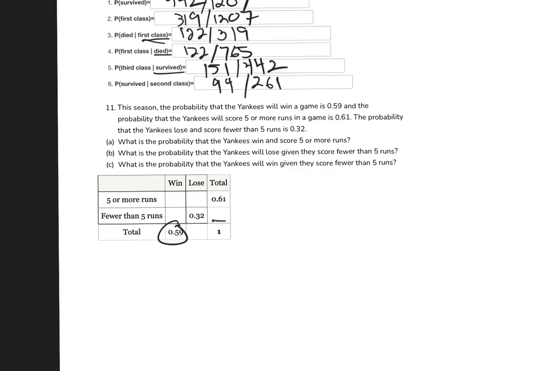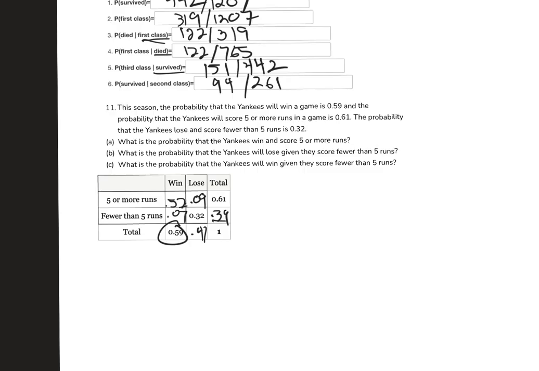0.61 plus this value here have to add up to 1, so this will be 0.39. By the same reasoning, this has to be 0.41. Well, now we know this column, the lose column, has a total of 0.41, so this has to be 0.09. And that means this has to be 0.52 to make this row add up to 0.61. And finally, we have to have a 0.07 here.